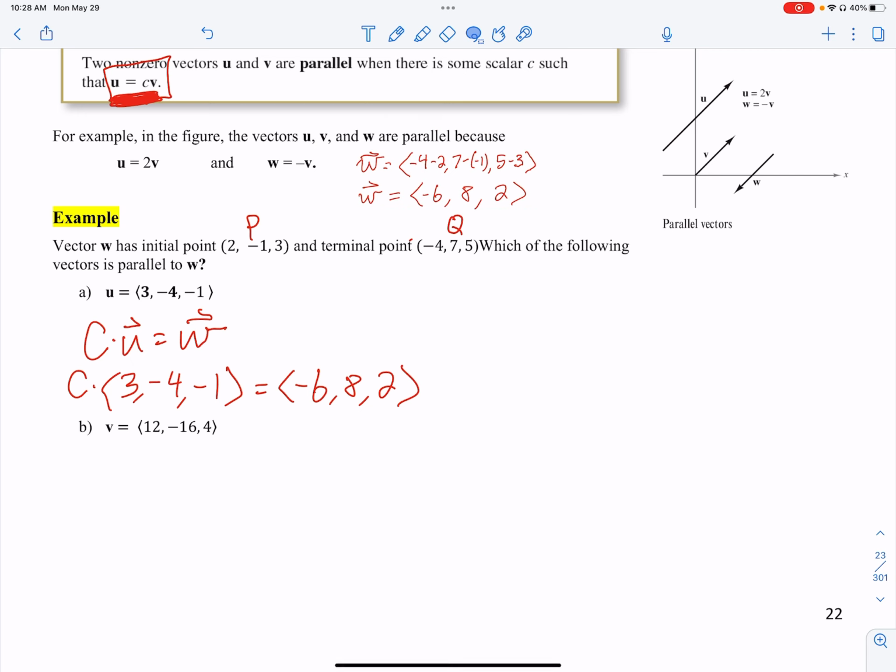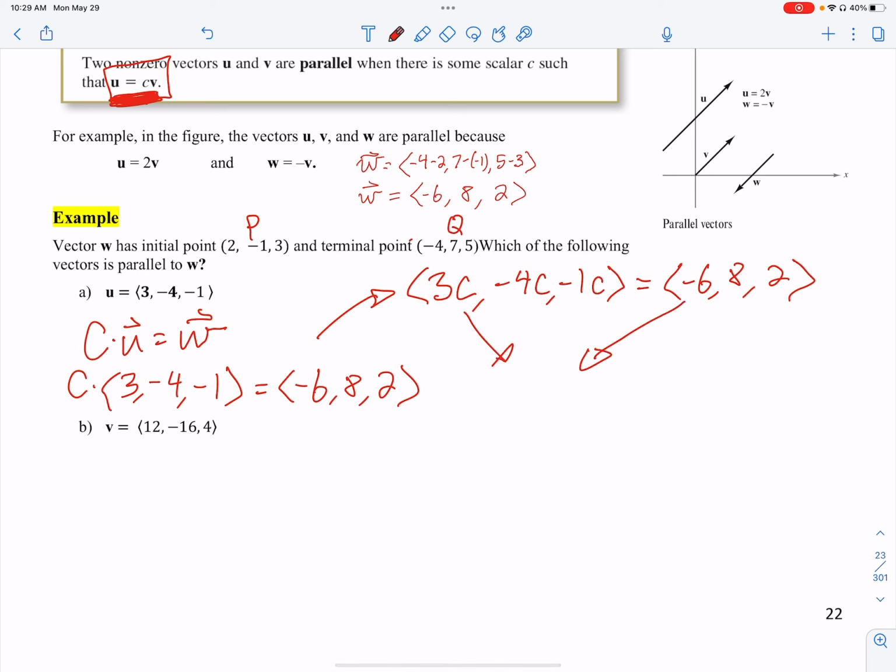Cool. All right, so there's W, and I'm just looking for a C now. So this gives me 3C, -4C, -1C equals -6, 8, 2. So I just look at this. I take this first one. Let me draw arrows here. I take these two, and I get 3C equals -6, right? Because those have to be equal. That tells me C must be -2.